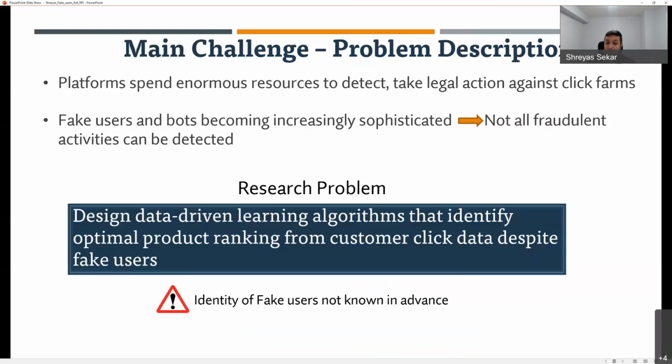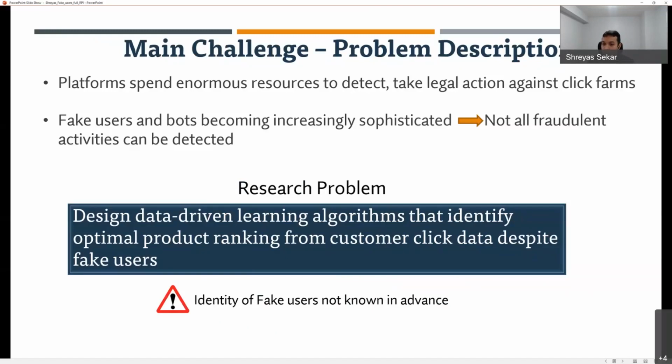So we want to come up with a learning algorithm that identifies the optimal product ranking from consumer click data despite the presence of fake users. Okay, so I want to give you all a minute to internalize what this research problem means. I don't want to just catch the fake reviewers, fake clicks, for example. Whether or not you catch them is irrelevant. I want to come up with an algorithm that can identify the optimal outcome despite the presence of fake users.